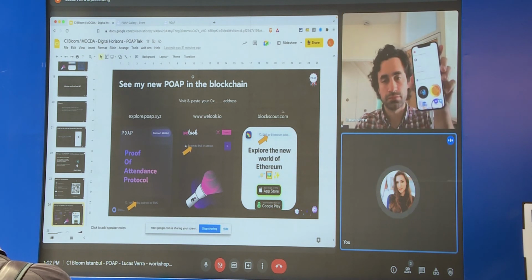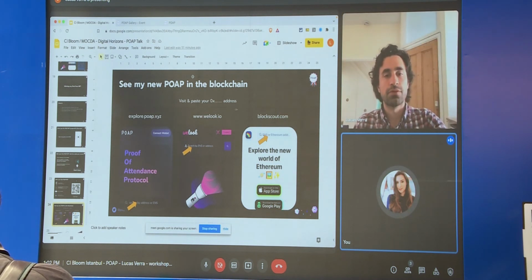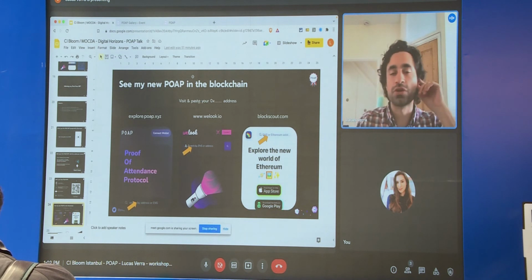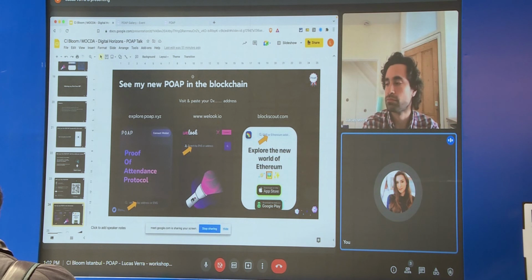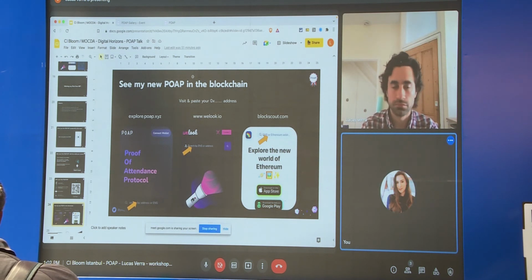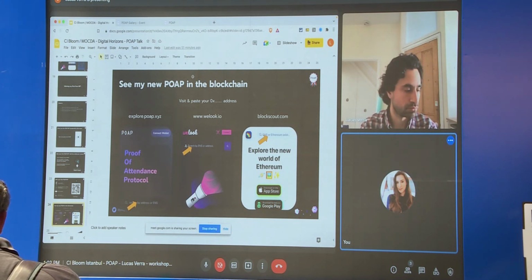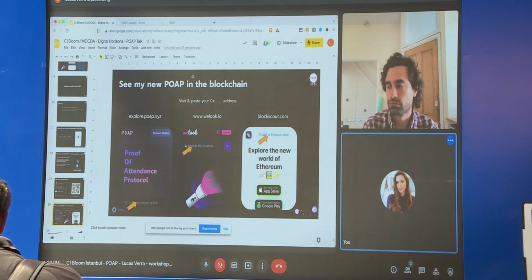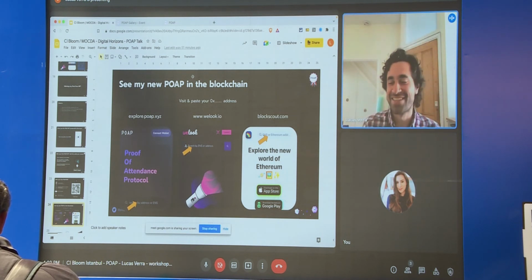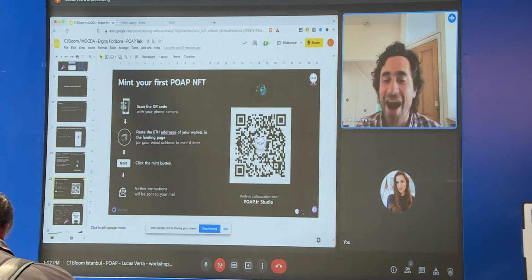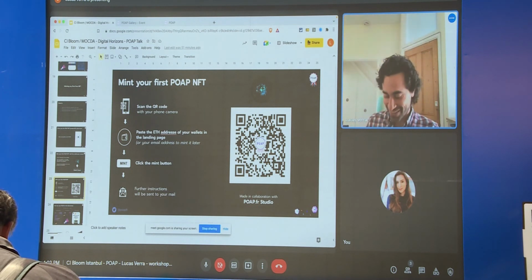I think it's time to open the floor up to one or two questions before we end the session. Of course, let's do that. Do we have any questions from the audience? Neil, do you have a question for Lucas? Can you go back to the QR? Yes, yes, I can. The NFT is the question, right?